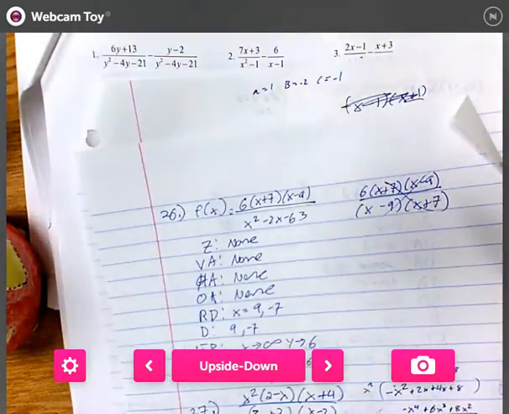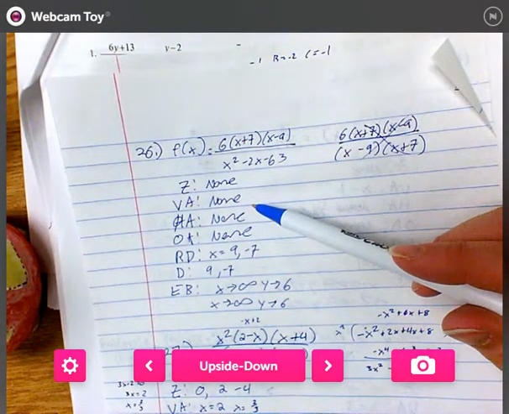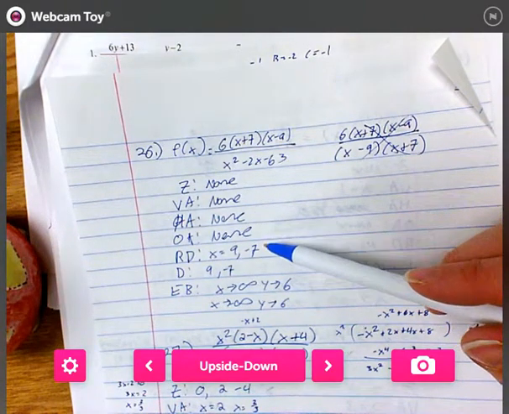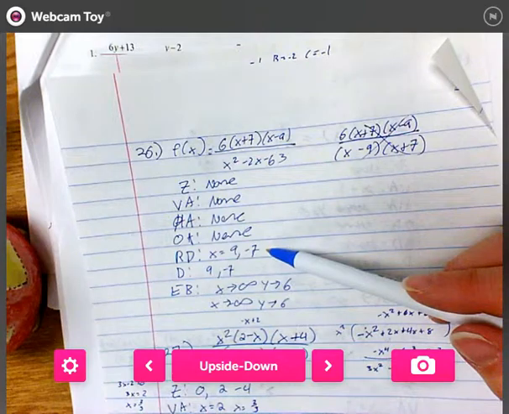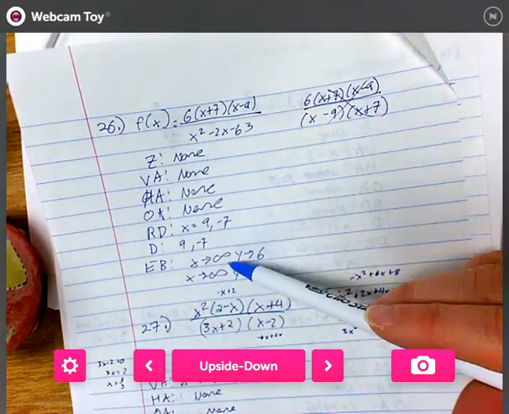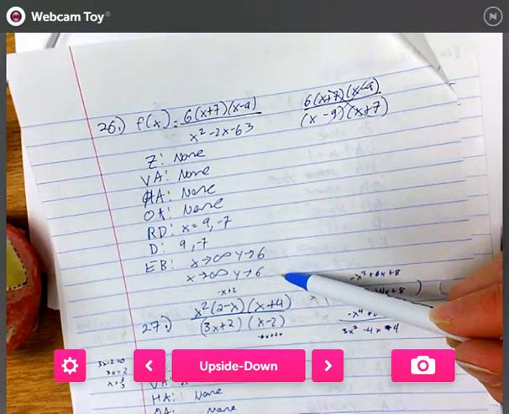26. There are no zeros. There are no vertical asymptotes, no horizontal asymptotes, no oblique asymptotes. Removable discontinuity is 9 and negative 7. Discontinuity is 9 and negative 7. As x approaches infinity, y approaches 6. As x approaches negative infinity, y approaches 6.